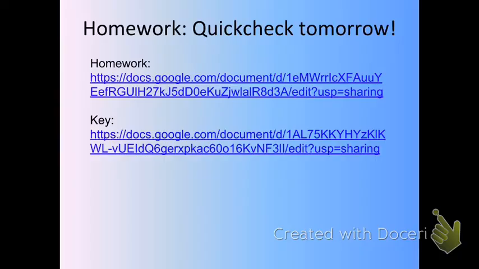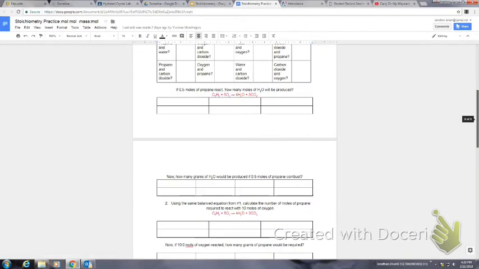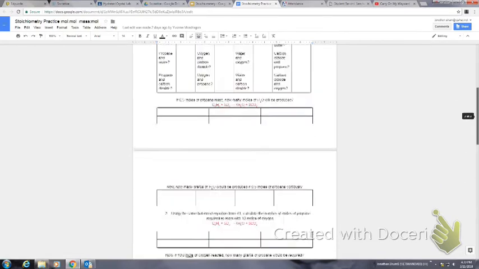The key, I think, is to practice. So I have some practice here for you to take a look at. The first part is good, but I would make sure you start working through the other parts as well.